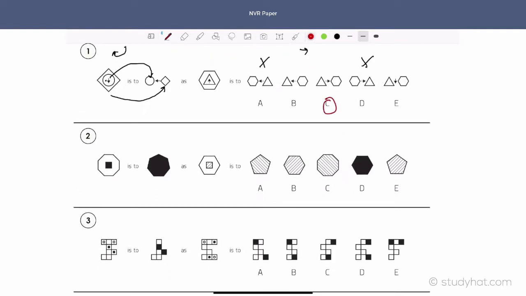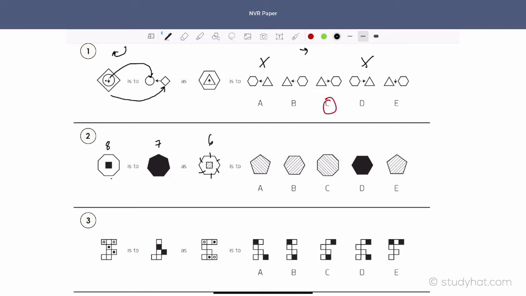Question 2. So we can see here the shape has changed the number of sides. Here we've got 8 sides to the shape. 3, 4, 5, 6, 7, 8. And here we've got 7. We've got a pentagon. 1, 2, 3, 4, 5, 6, 7. So that's gone down by 1. So this shape has 1, 2, 3, 4, 5, 6, hexagon. It's going to go down to 5. So we want a 5-sided shape.